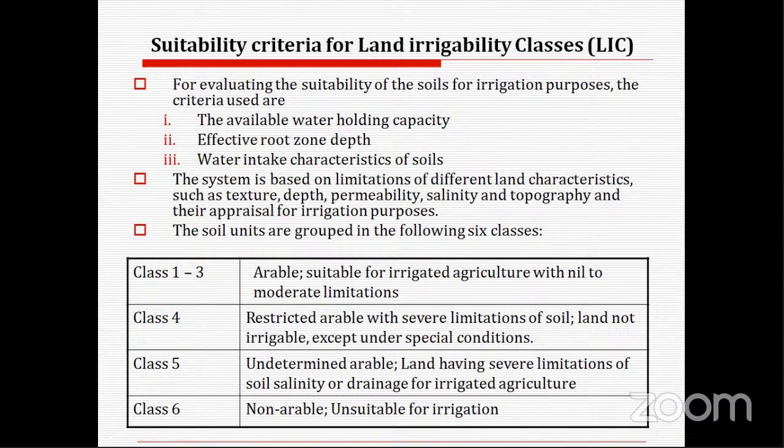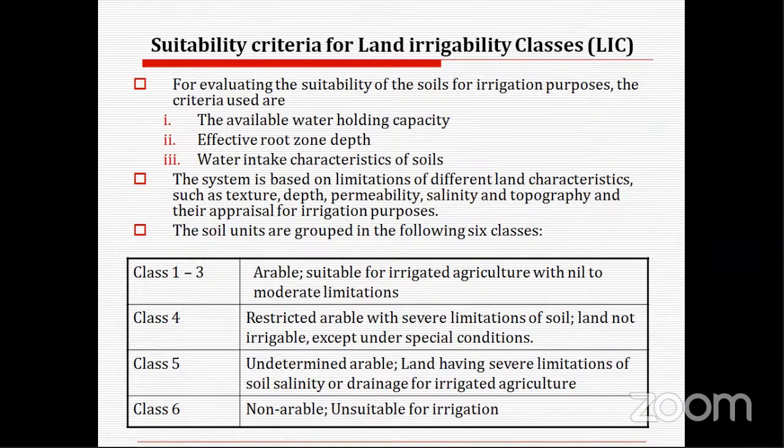Also, students, the system is completely based on the limitations of different land characteristics. We have to study some characteristics of the lands. What are those limitation characteristics? We have to read the texture, and the depth, because root depth is a very important criterion, and also permeability, salinity, topography, and their appraisal for irrigation purposes.